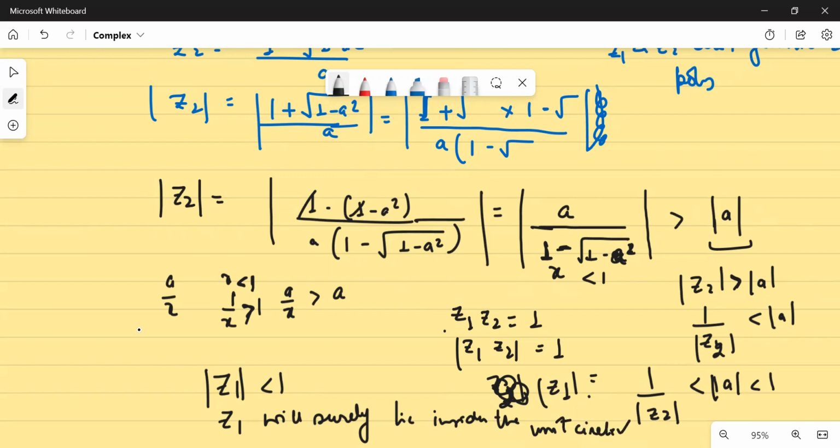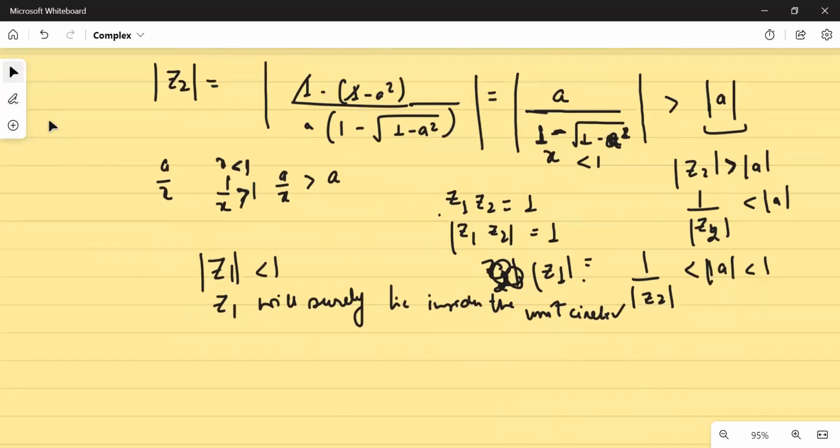ठीक है. Clear. तो क्योंकि एक्चुअली यहाँ पे we cannot get any information, देखो, क्योंकि mod Z2 is greater than mod A, अब mod A खुद less than 1 है, तो ये ऐसा तो नहीं लिख सकते ना, ये तो गलत हो जाएगा ना. So what I did was I wrote that mod Z2 is greater than mod A and I tried to use this kind of thing. So I can clearly see that mod Z1 is equal to 1 upon mod Z2, or 1 upon mod Z2 will be less than mod A, and mod A is less than 1. So mod Z1 will also be less than 1, which implies Z1 will surely lie inside unit cell.